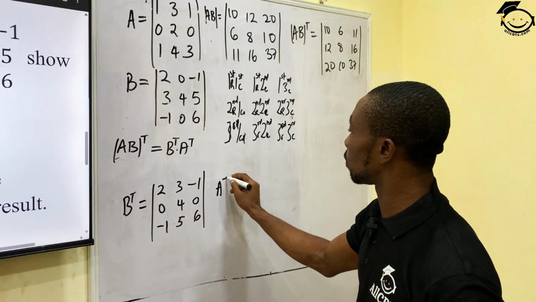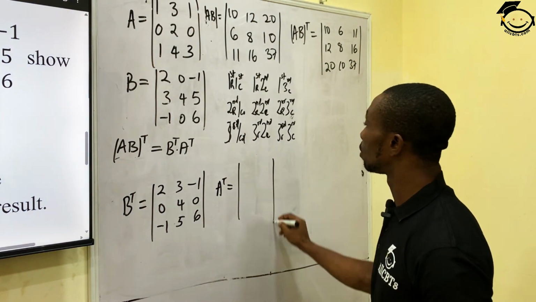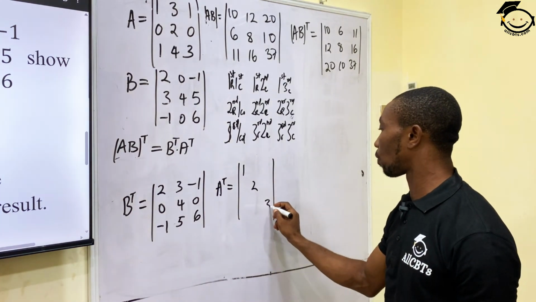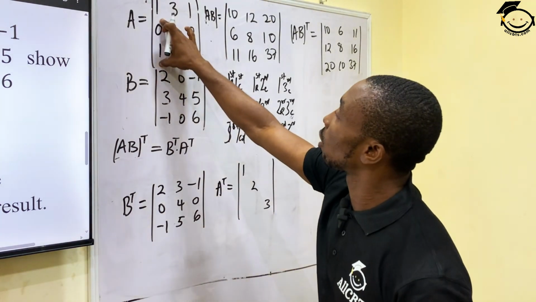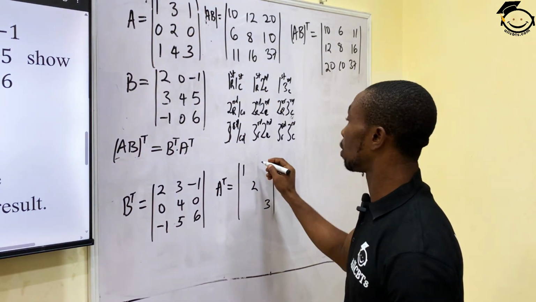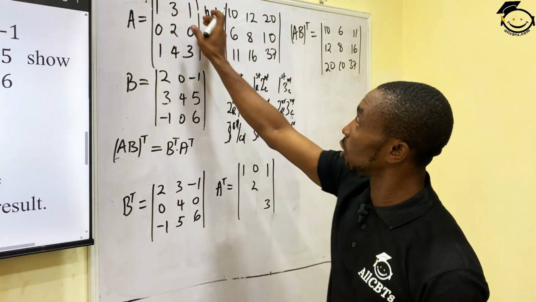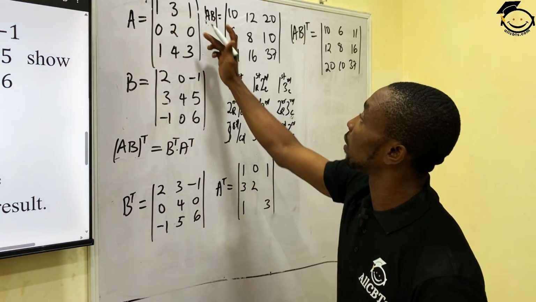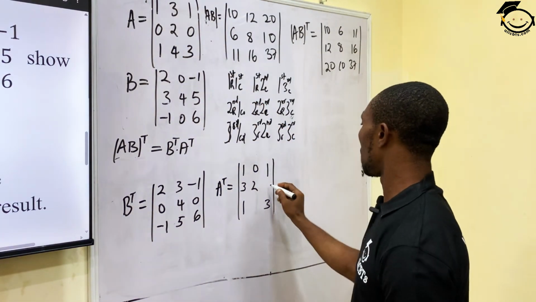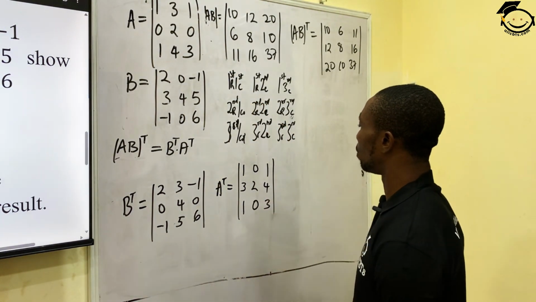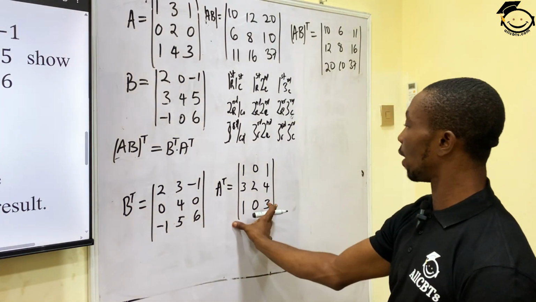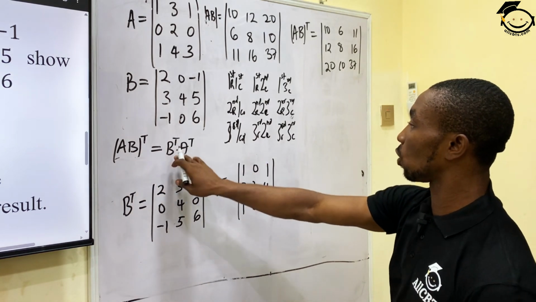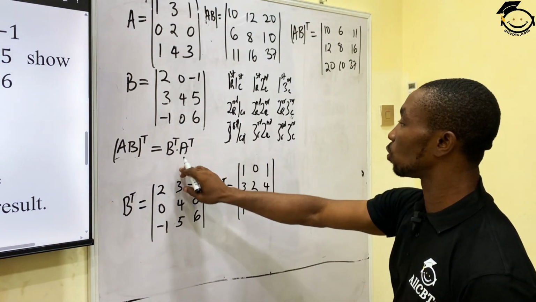Now let's look at transposing A. Same thing. We keep our diagonals constant: 1, 2, 3. Change our columns to rows, which becomes 0 and 1. Change our rows to columns, which becomes 3 and 1. Now interchange 0 and 4, 4 and 0. Now this is our A transpose. Now from the question, it says AB transpose is equal to B transpose, A transpose.